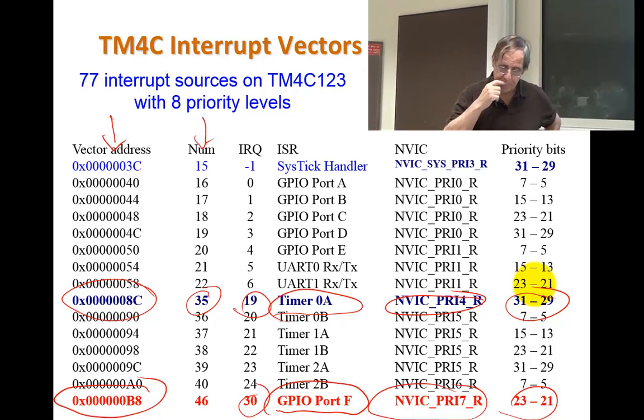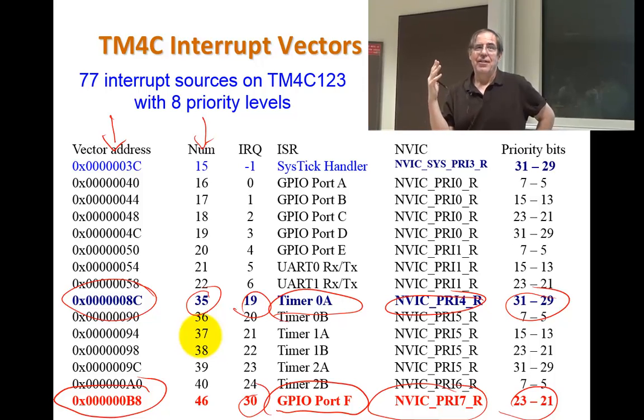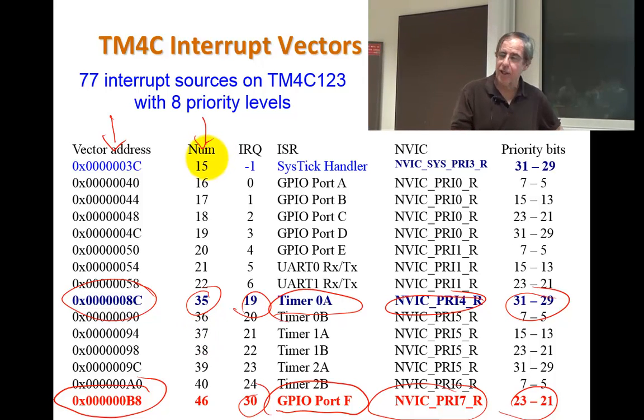Question: what does the number in the IRQ mean? Obviously, it means 16 minus the other one. This column and that column are off by 16. This is the number that goes into the interrupt number in the processor. In the processor, there's a register which will tell you what interrupt service routine is running. That's the number that goes in there.